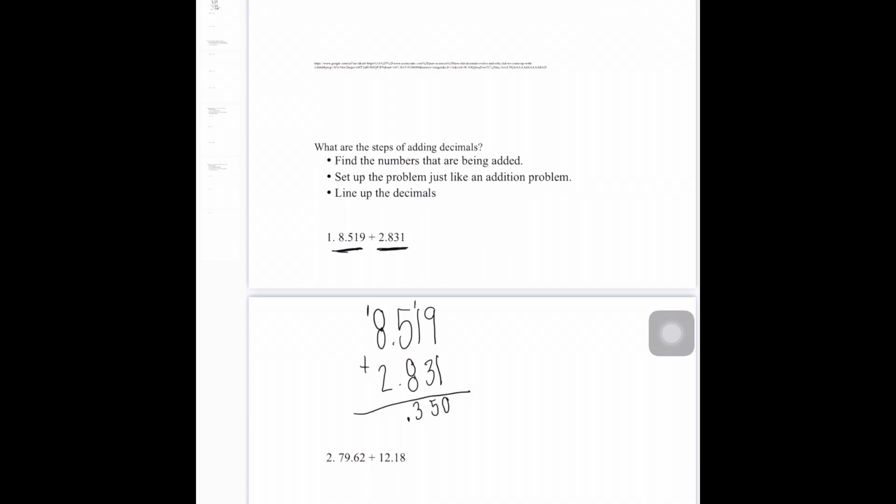Now, we need to do 8 plus 2. That is 10. But we can't forget this 1 right here. So that's going to make it 11. So, 8 and 519 thousandths plus 2 and 831 thousandths equals 11 and 350 thousandths, or 35 hundredths.